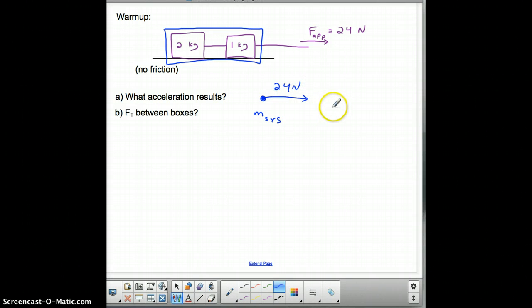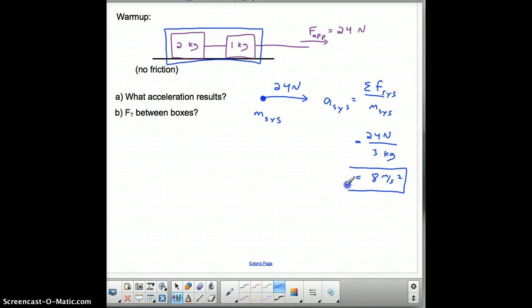So now I can make a Newton's second law statement about the system. The acceleration of the system is equal to the combination of forces on the system acting on the mass of the system. There's only the 24 Newton force acting on, what's the whole mass of the system? Well, it's 2 plus 1, it's 3 kilograms. So that means that the acceleration of the system is 8 meters per second squared. So that's the answer to the first part. That's the acceleration. That was part A.